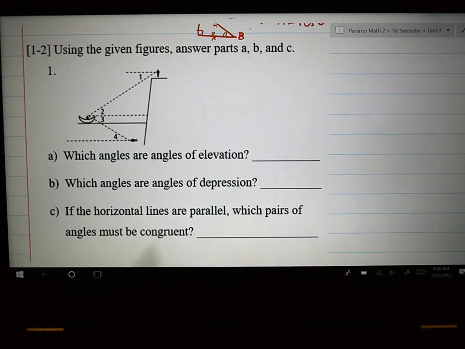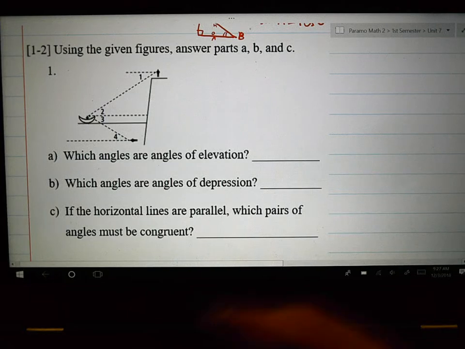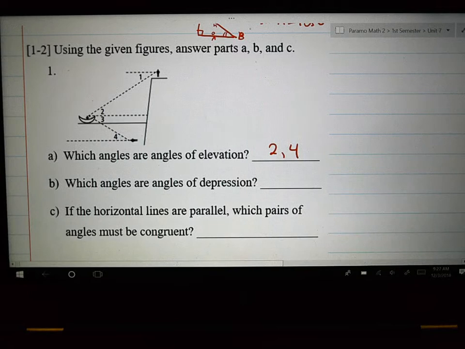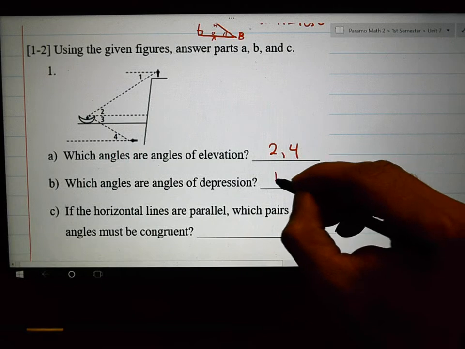Which are angles of elevation? If you know which angles are angles of elevation, say the angles out loud. 2 and 4. If you said 2 and 4, you are correct. Which are angles of depression? If you know which angles are angles of depression, please say those numbers out loud. 3. I agree.